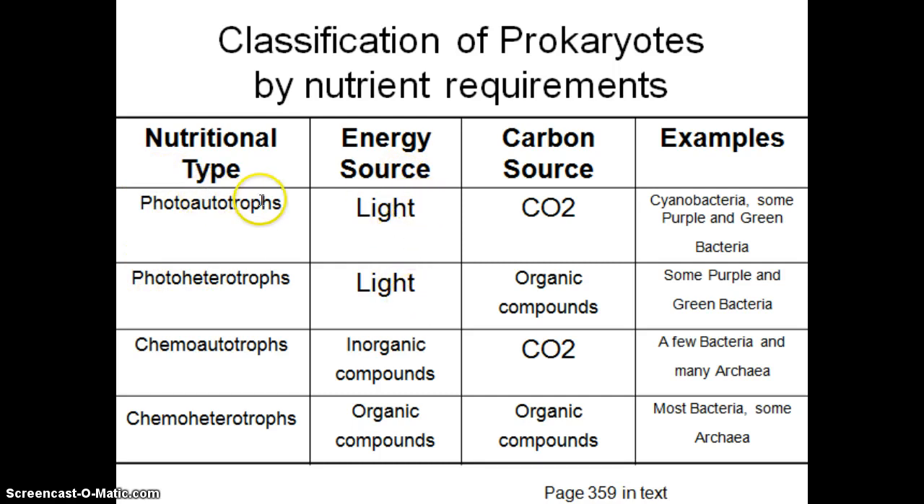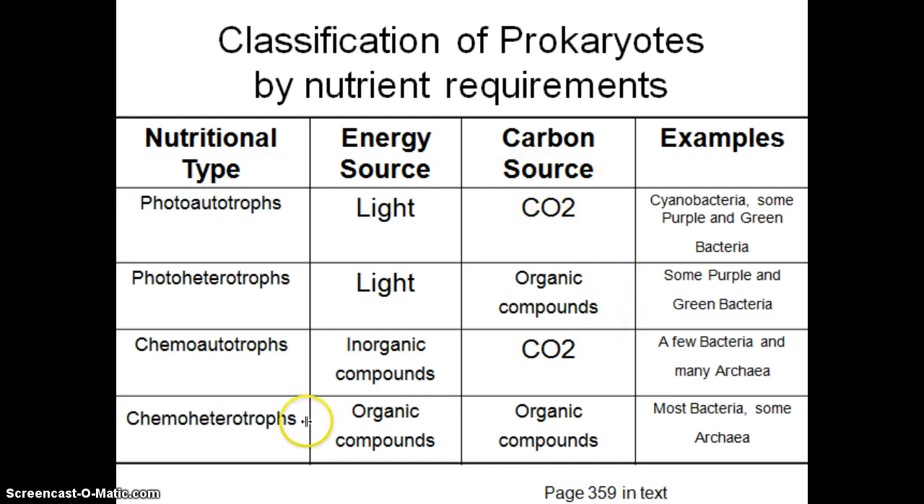If it's an autotroph, it will always use a carbon source of CO2. So here we see an autotroph here, that uses a carbon source of CO2. So again, anything with photo, energy source is light. Anything that says autotroph, the carbon source is CO2. So those are some easy ones to remember.